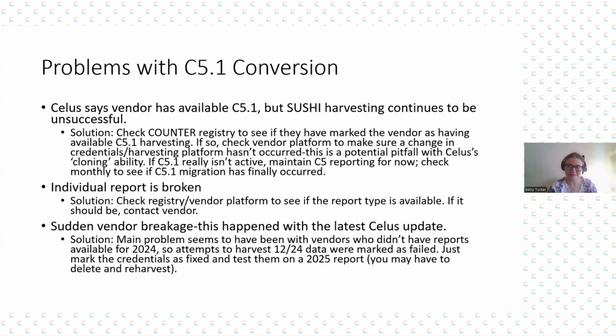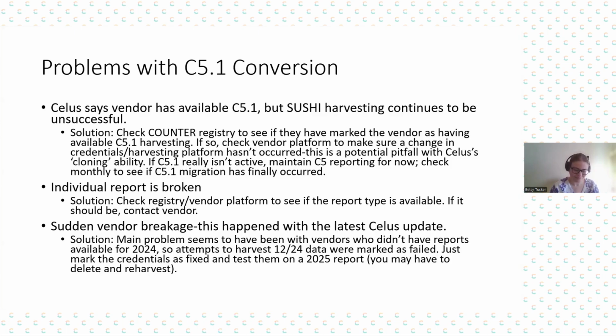And if that's happened, it's really the only potential pitfall that I saw with CELUS's cloning ability. For the most part, it worked really well, but every once in a while, a vendor had made a major change and we couldn't use the same credentials anymore. And so we had to go in and fix that manually. If COUNTER 5.1 really isn't active according to the registry or the vendor platform, then I've just maintained COUNTER 5 reporting. There really isn't another choice at that point. And monthly, I check and see if the vendor has gotten their 5.1 to work, as they claim they have.